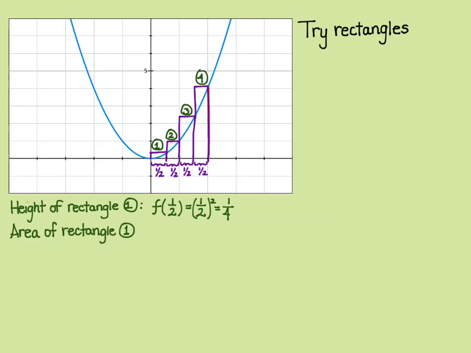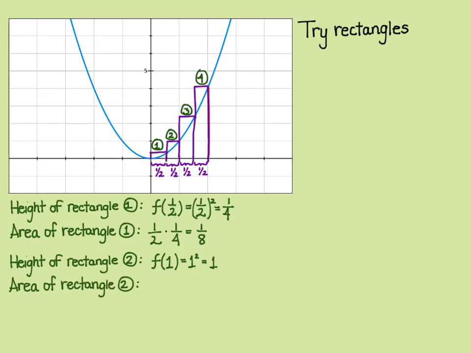That means that the area of the rectangle is going to be the base, which is 1/2, times the height, which is 1/4, so we end up with 1/8. We can repeat the process for rectangle 2. Notice for rectangle 2, we had to move over 1/2 units twice, which means that we've been plugging in x equals 1 to get the height of the function. So that's going to be f of 1, which is 1 squared, or 1. So the area of rectangle 2 is going to be the base times the height, which is 1/2.